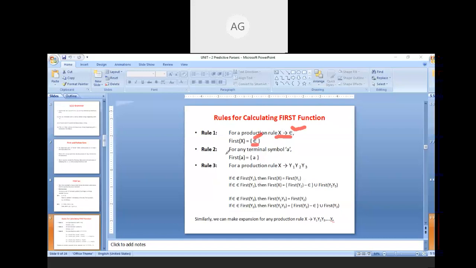The second rule is that for any terminal symbol A, suppose A is the terminal symbol, then first of A, here you can consider the capital A, not the small a. Then the first of A, because non-terminals are denoted by the capital letters, will include the small a.